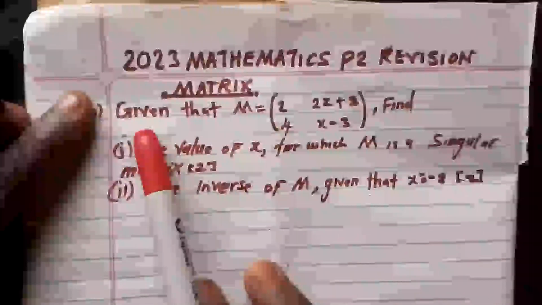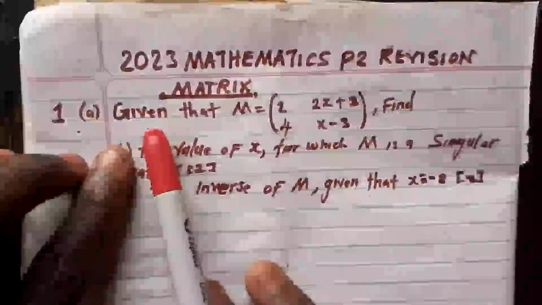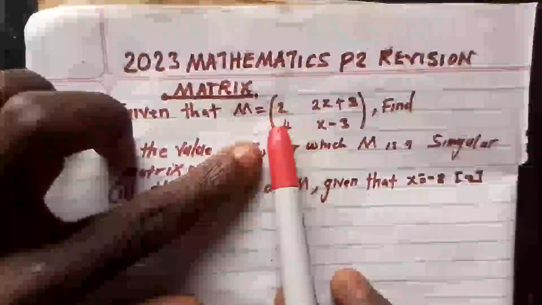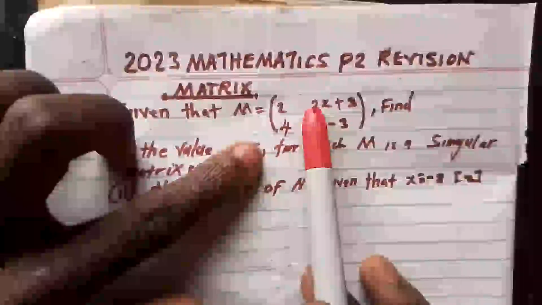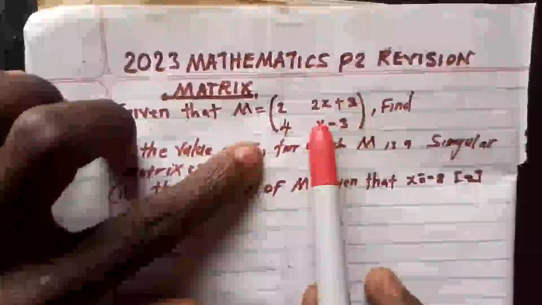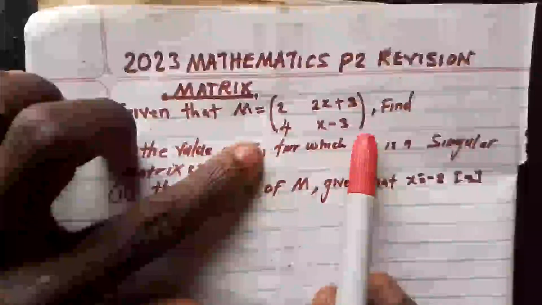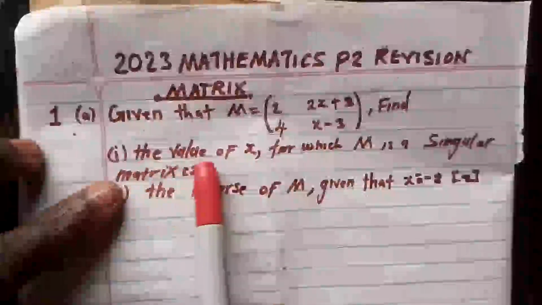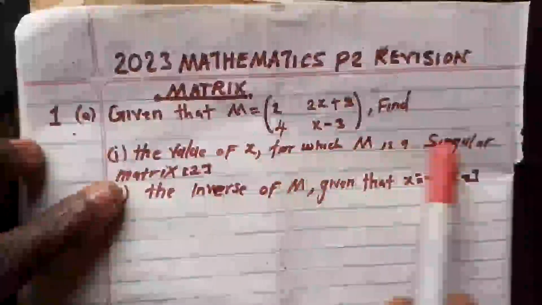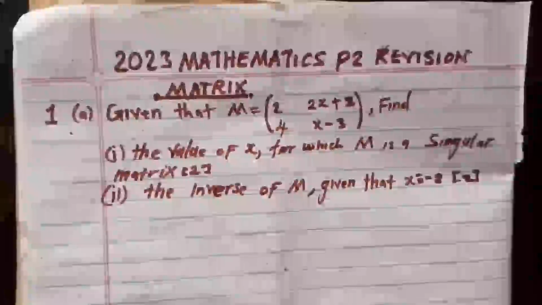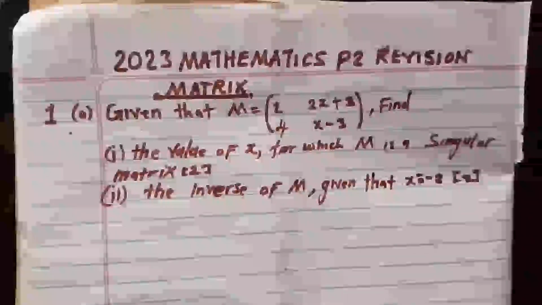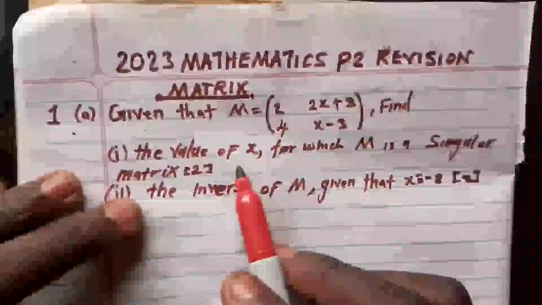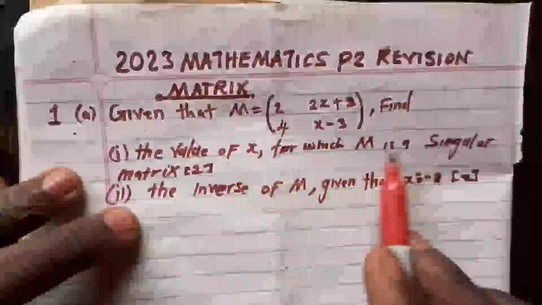So the question is saying, which is question A, given that m is equal to, open bracket, 2 by 4, 2x plus 3 by x minus 3, close bracket, then find Roman numeral 1, the value of x for which m is a singular matrix. Now in this part here, this question is carrying 2 marks.